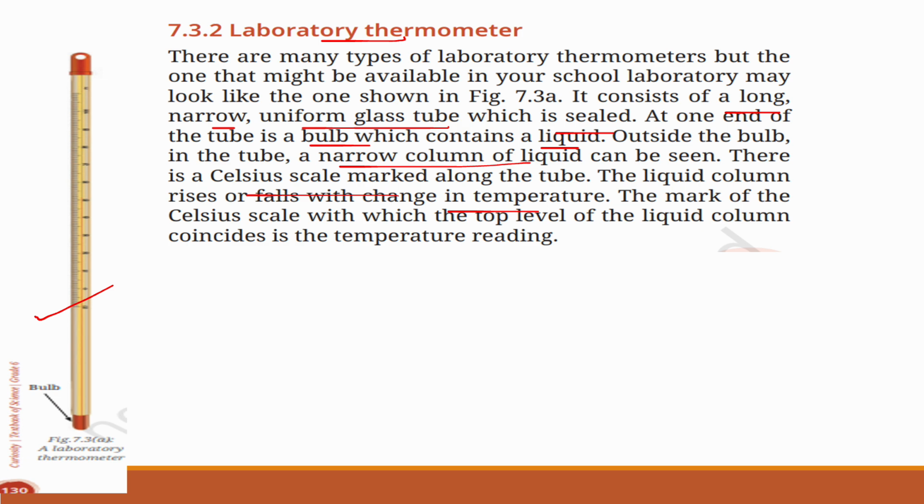Then outside the bulb, in the tube, a narrow column of liquid can be seen. You can see a narrow column of liquid inside the tube, outside the bulb. Then there is a Celsius scale marked along the tube. The liquid column will rise or fall with a change in temperature. The mark of the Celsius scale with which the top level of the liquid column coincides is the temperature reading.